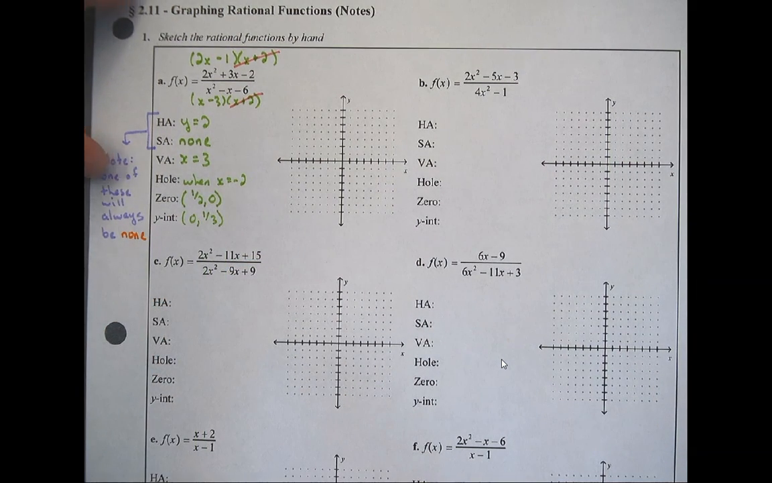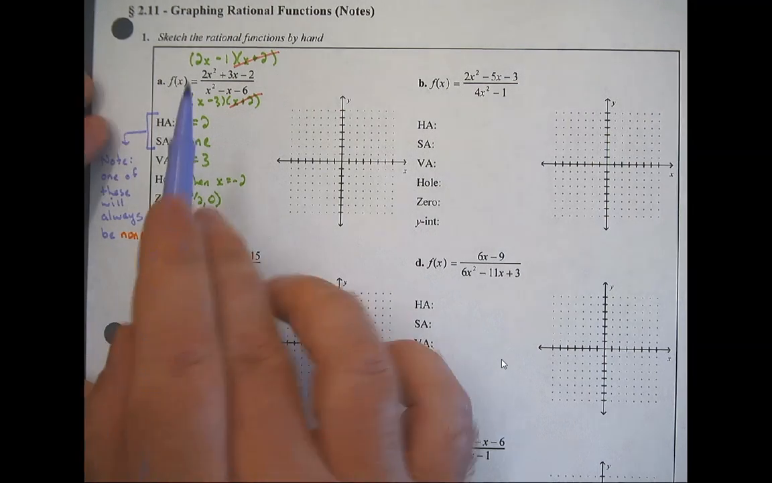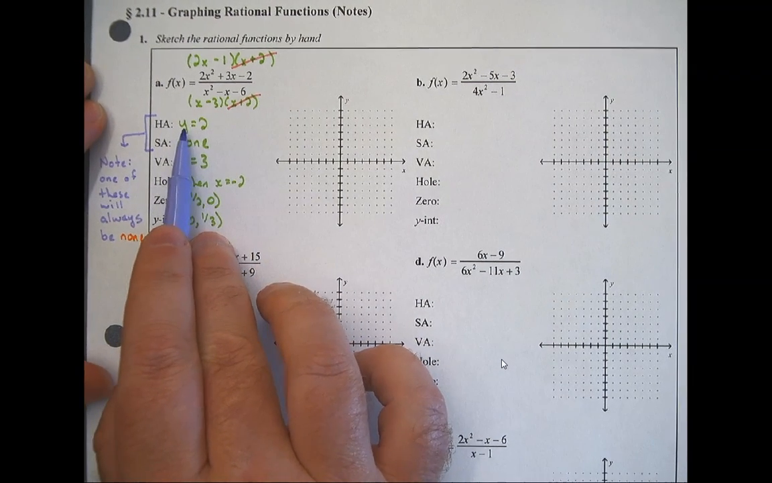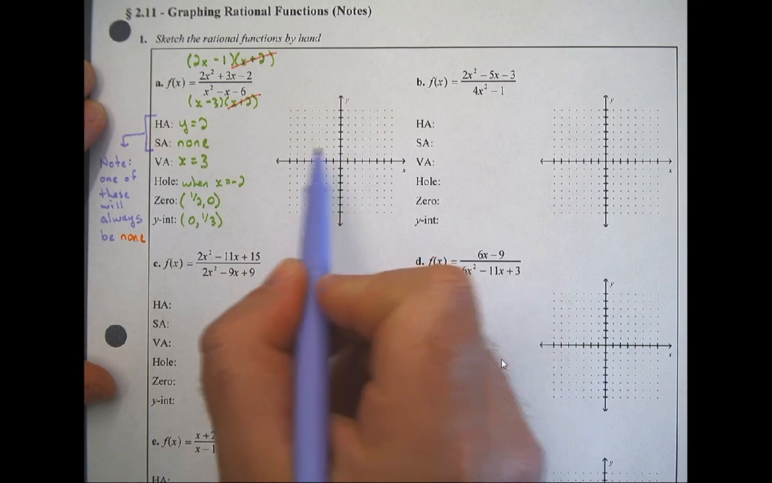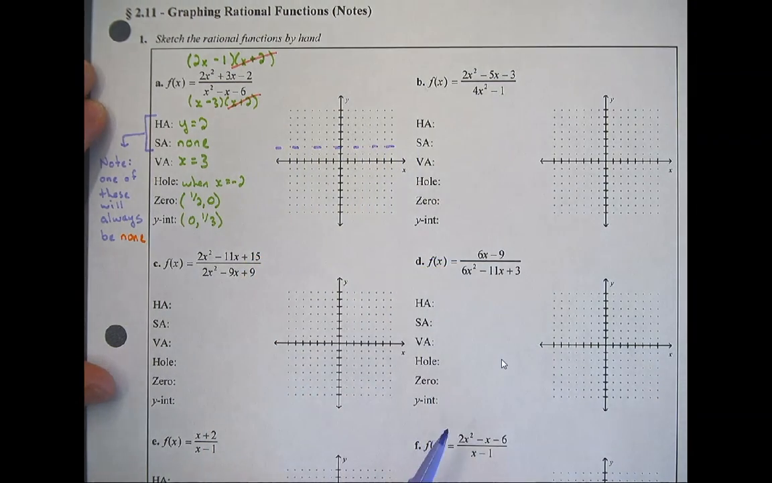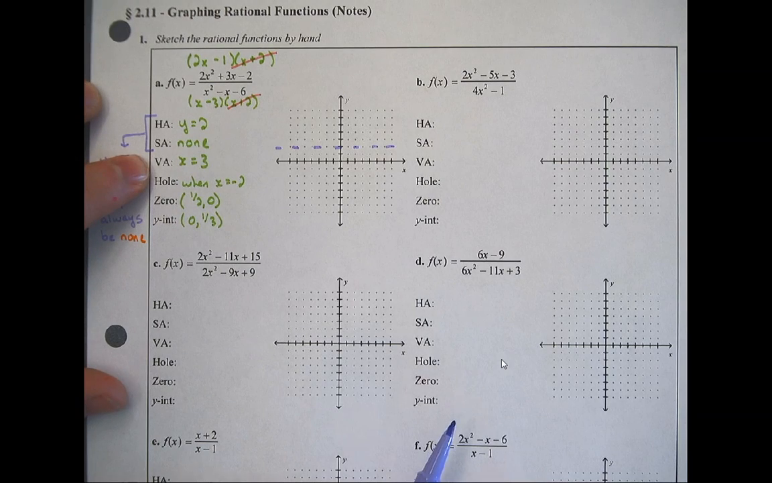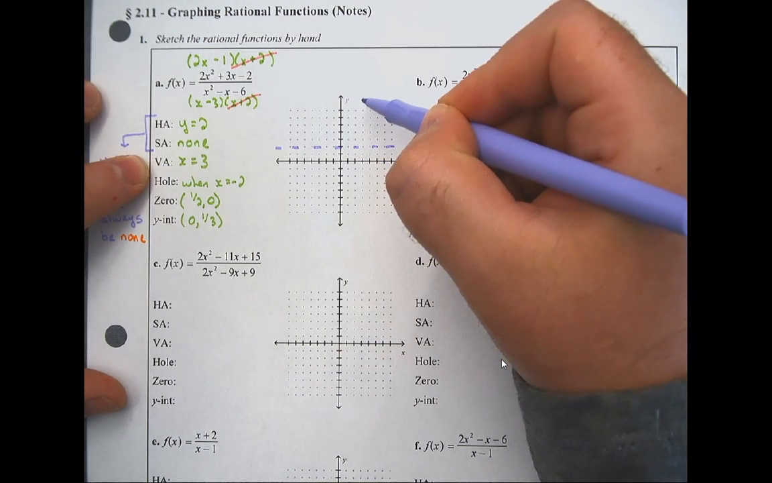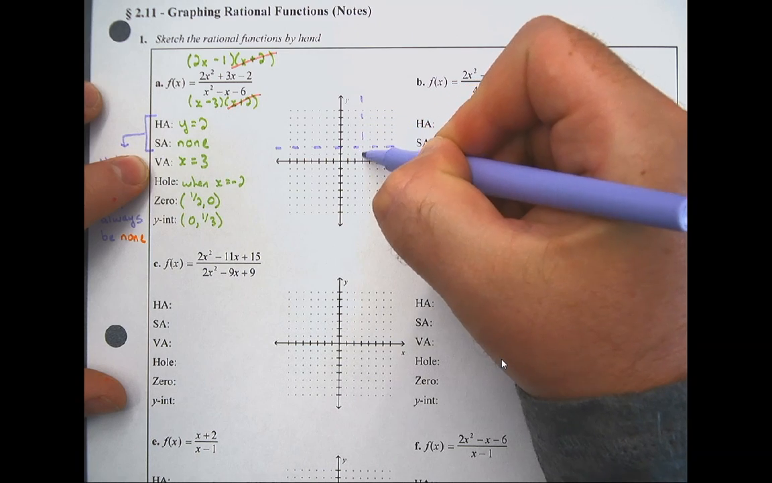All right, so that little chart that we filled out, this should be a continuation of what we did last time. Let's start off by drawing the VAs and the HA. Those are the easiest things to identify. Your HA is the equation y equals 2. So I want to go to the y-axis, go to 2. That becomes my horizontal asymptote. My vertical asymptote, I go to x equals 3. That becomes my vertical asymptote.